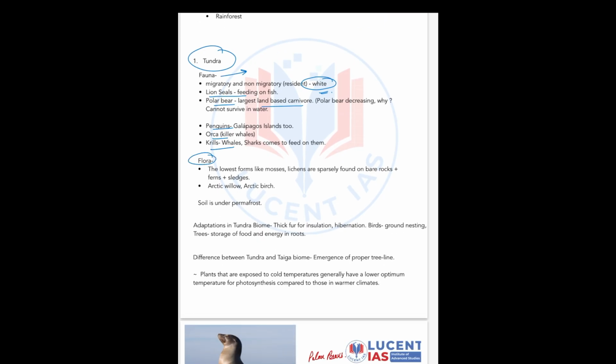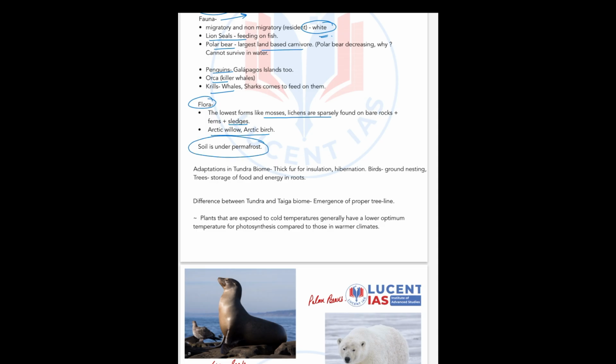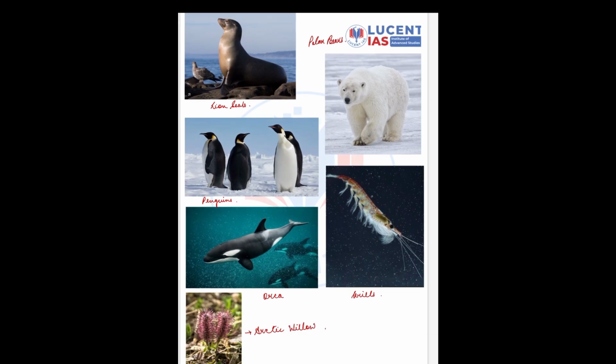What is the flora found? Generally, it is an ice field area, so a small number of trees are found. The lowest forms like mosses and lichens are found partly on bare rocks, also ferns and sedges, Arctic willow and Arctic birch. Soil is generally covered by ice, so the soil is said to be under permafrost. So let us see the figures. One is the seal, polar bear, penguins, krills, orca and Arctic willow.